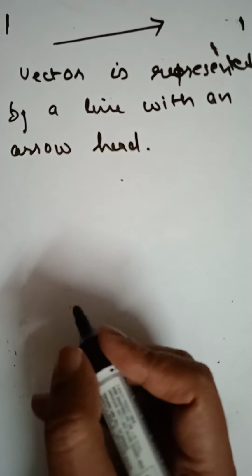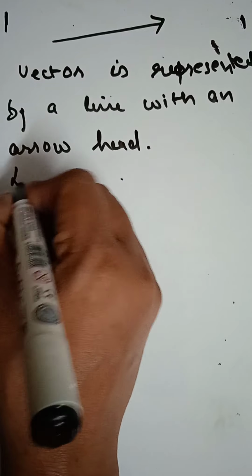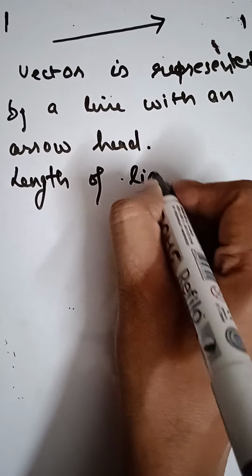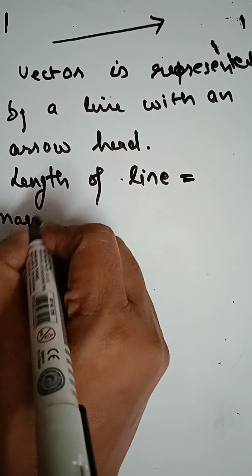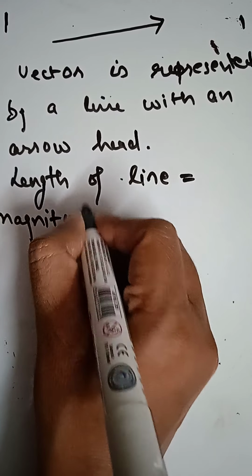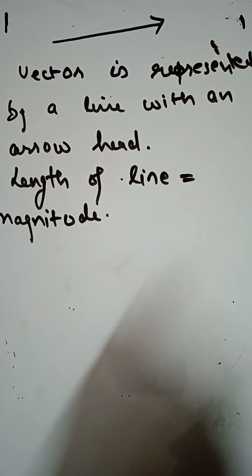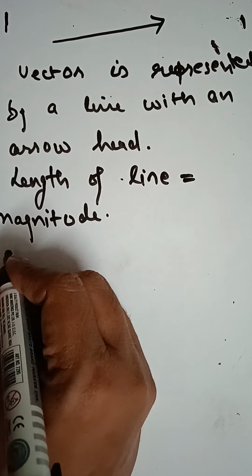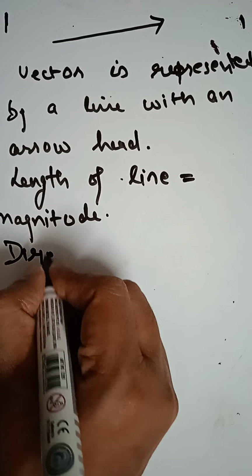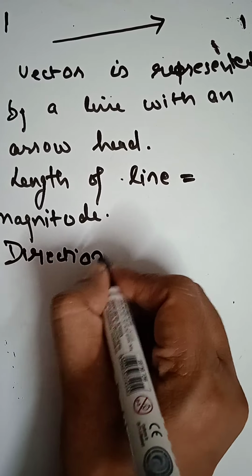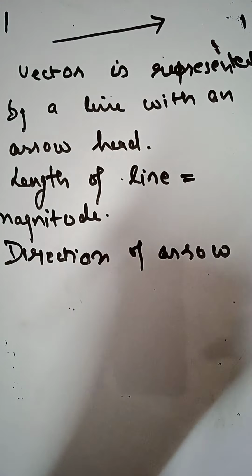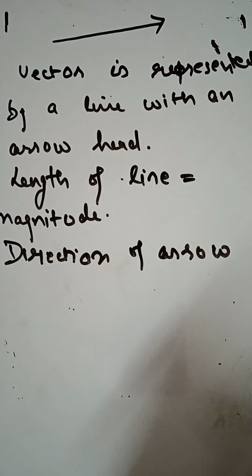The length of the line represents the magnitude, and the direction of the arrow represents the direction of the vector. Hope it is clear.